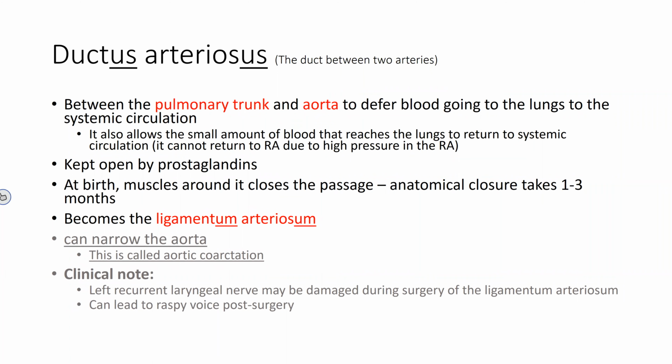The ductus arteriosus is the duct between the pulmonary trunk and the aorta, and this becomes the ligamentum arteriosum. And a clinical note with that is, in surgery, the left recurrent laryngeal nerve can be damaged, and that leads to a hoarse voice after surgery.